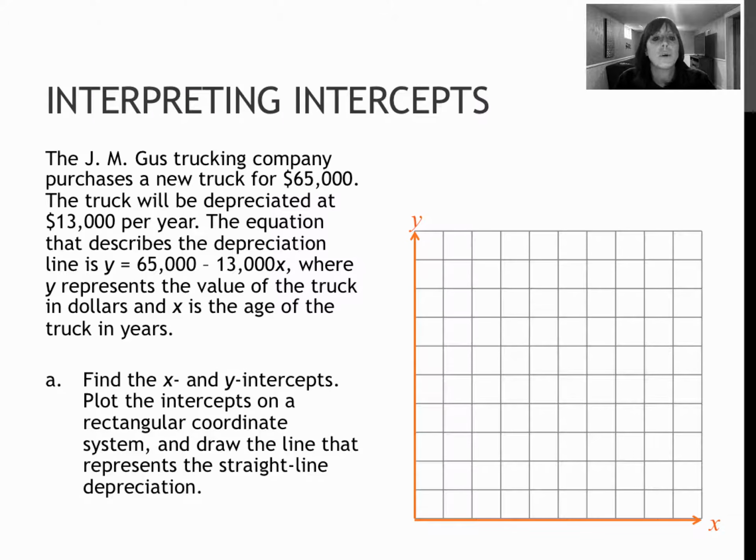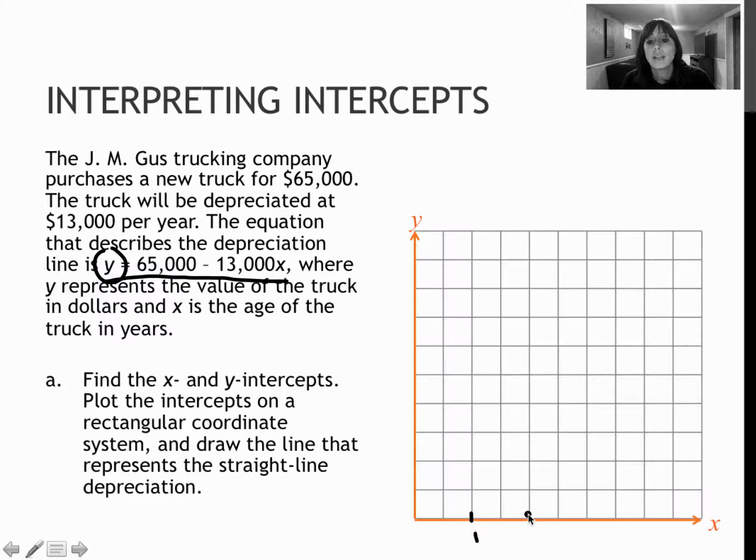So for our first example, we have a trucking company that has a new truck that they purchased for $65,000, and the truck is going to be depreciated at $13,000 per year. So they've already been nice and given us this function, and this function is going to tell us the value as time goes on, where x is going to represent the number of years. So at 1 year, we would subtract the 13,000 from 65. At 2 years, we would double the 13,000 to 26,000 and take that away from 65, etc. So they want me to find the x and y intercepts.